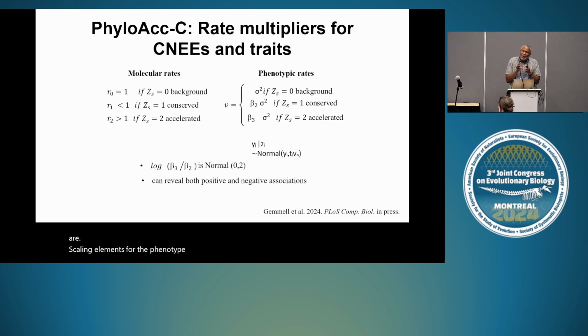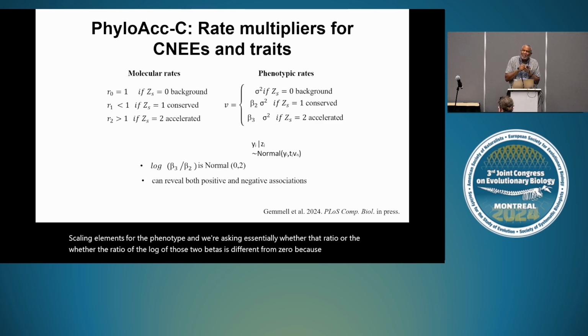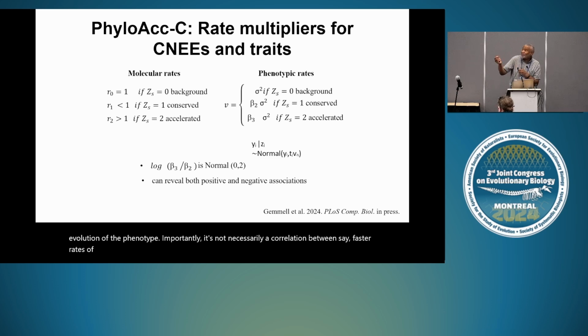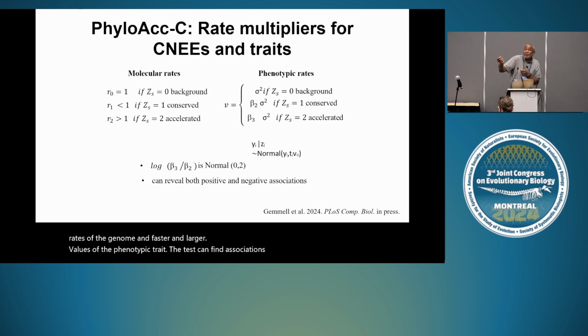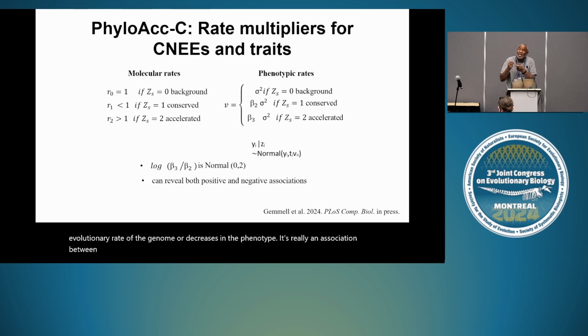And we're asking essentially whether the ratio of the log of those two betas is different from 0. Because that's saying that there's some suggestion of an association between the rate of the branch and the rate of evolution of the phenotype. Importantly, it's not necessarily a correlation between, say, faster rates of the genome and faster and larger values of the phenotypic trait. The test can find associations between increases in evolutionary rate of the genome or decreases in the phenotype. It's really an association between the rates and not necessarily the directions of change.